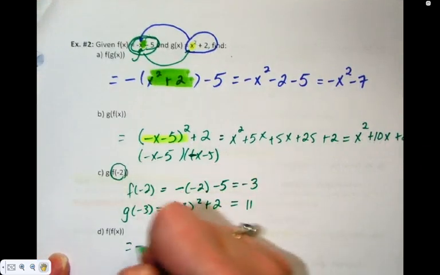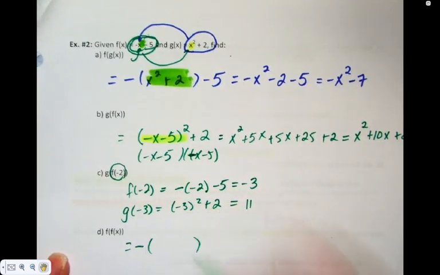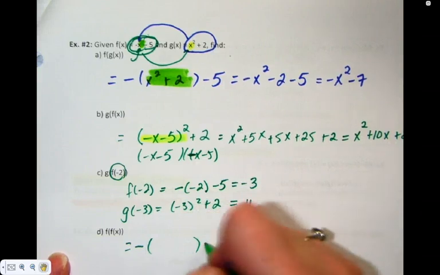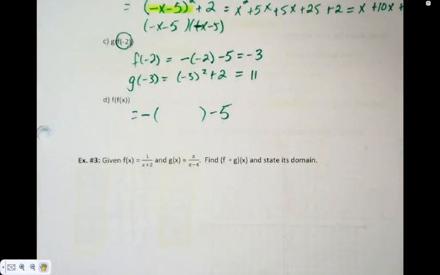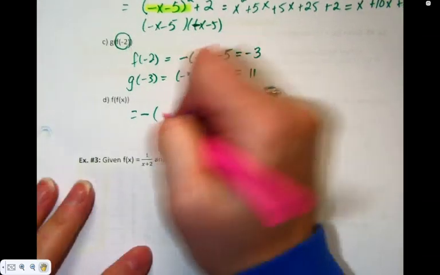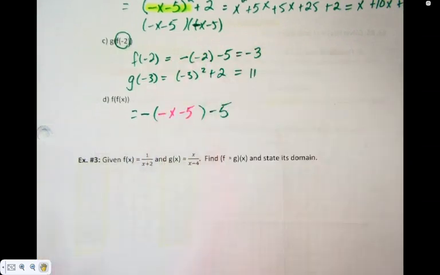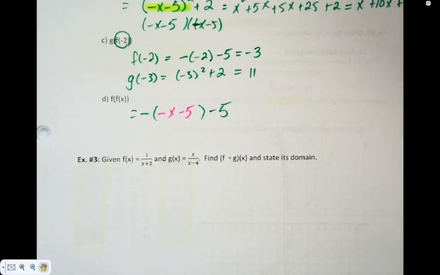So I'm going to keep the negative. I know I'm going to replace something for the x, and I'm going to keep that minus 5. What am I replacing for x? All of f of x, which is minus x minus 5. So there is f of f of x, f into itself. Weird, weird concept.